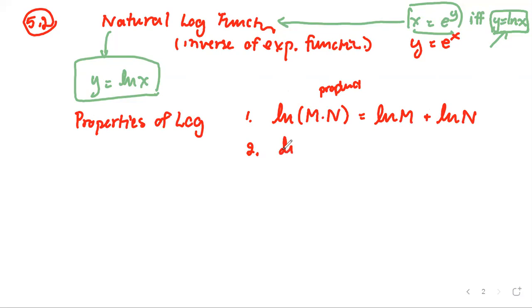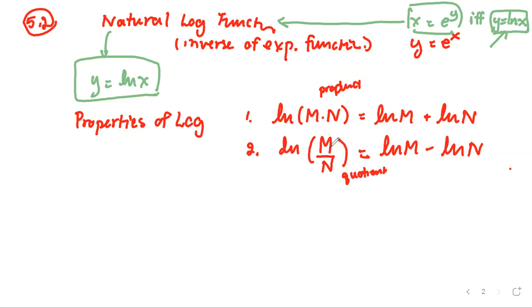The second one is the log of the quotient: the natural log of m over n is the natural log of m minus the natural log of n. This one is called the quotient property, because you start with the quotient and take the log of it. And the last one is called the power property. When you have the log of m to the power r, the power r becomes the coefficient, a constant multiple of the log of m.